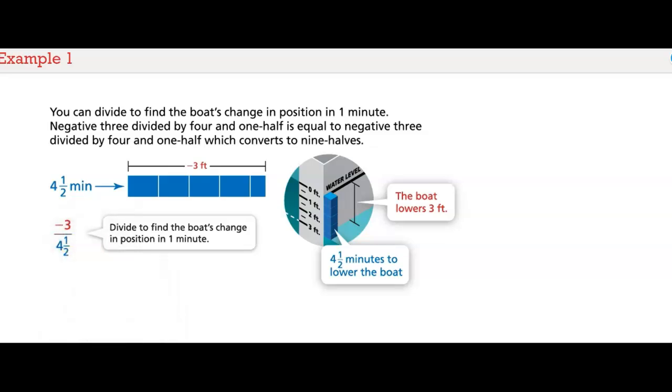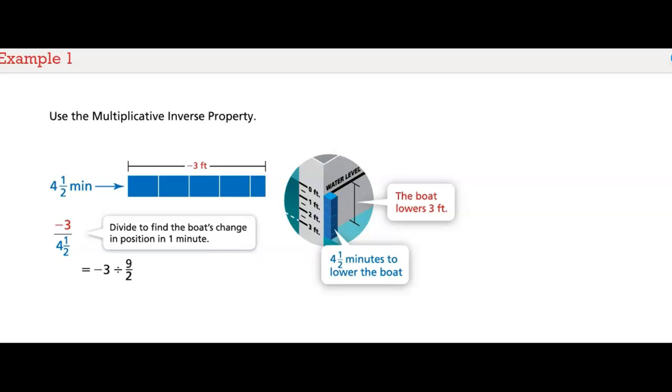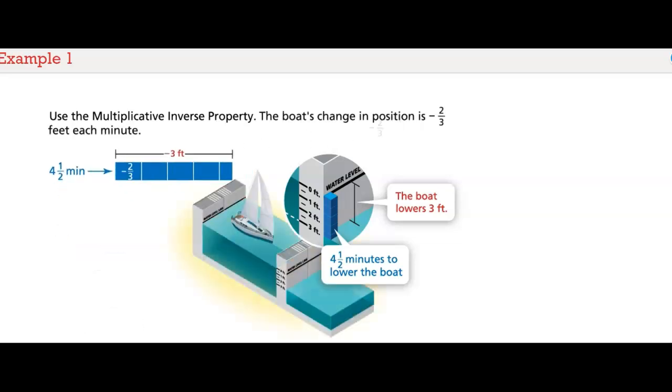-3 divided by 4½ is equal to -3 divided by 9/2. Using the multiplicative inverse, -3 times 2/9, to get -6/9, which reduces to -2/3. So the boat's change in position is -2/3 feet each minute.